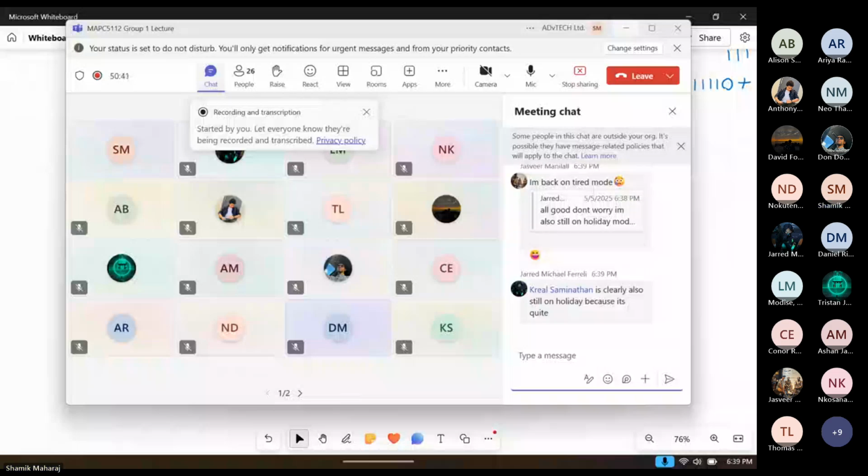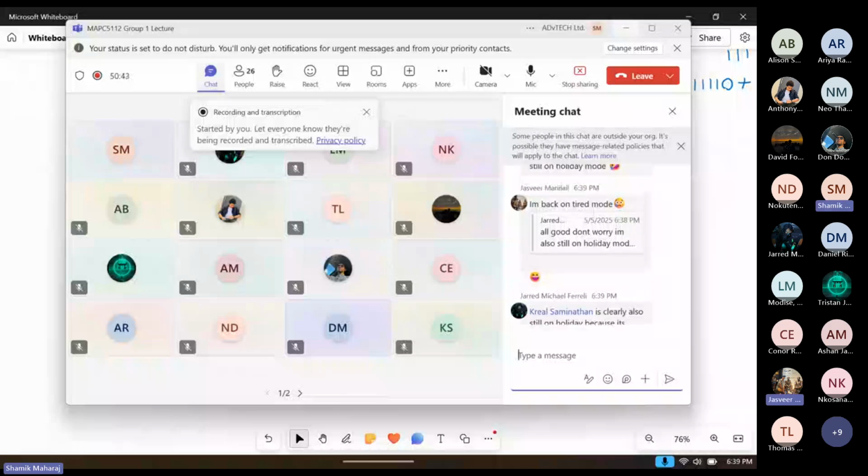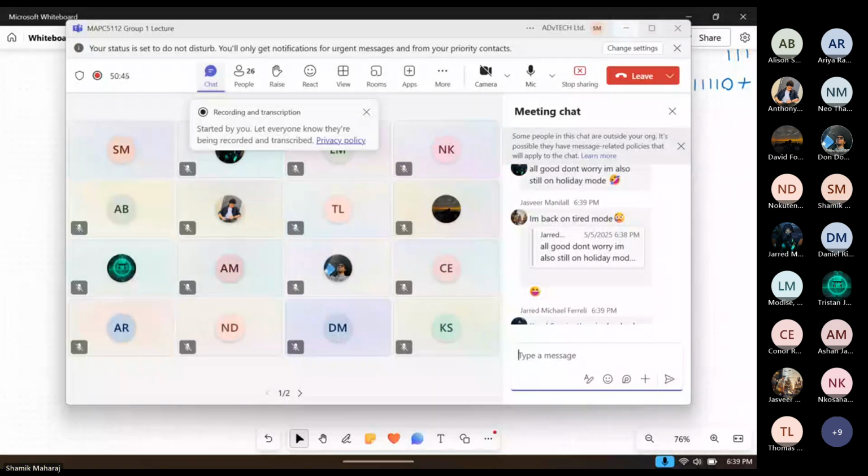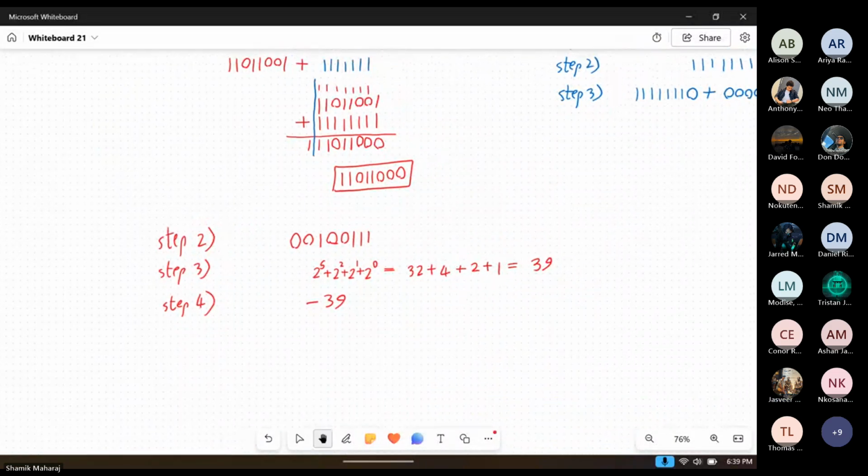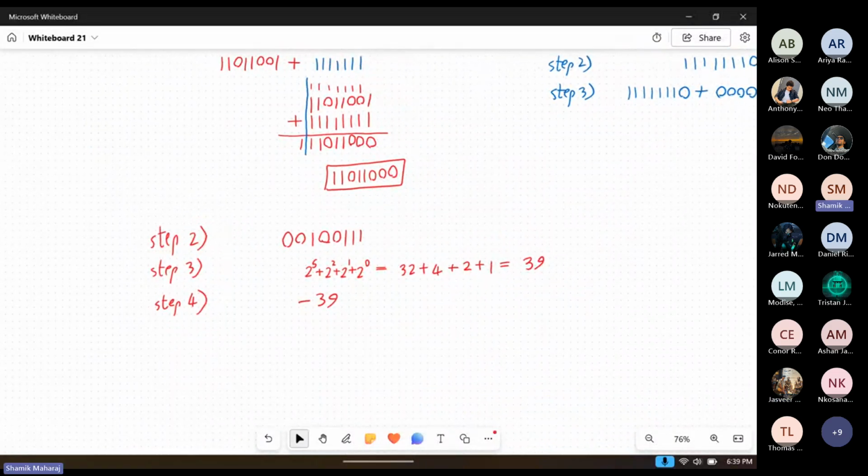Hi, sir. I got a question. Yes, how can I help? On step 3, it says 2 to the power 0. How did you get 1? What's the rule behind it? So that's just exponent rules. Any number to the power 0 just gives you 1. Okay, thanks. Is that the question? Yeah. Okay, no worries.